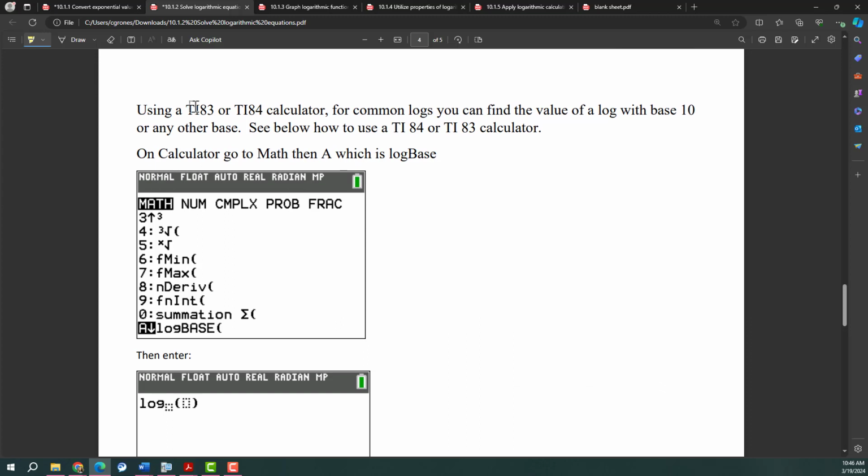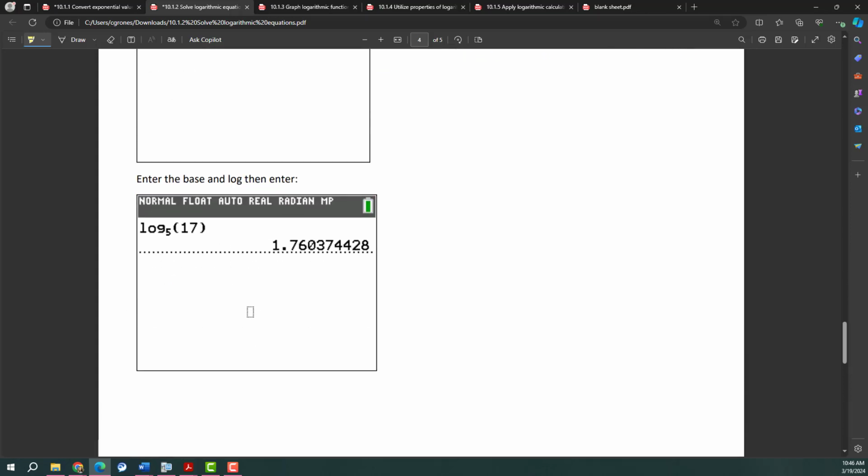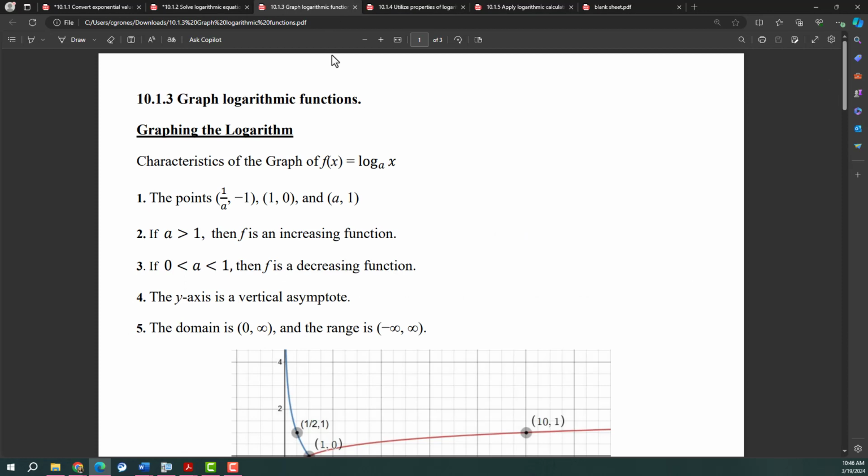If you have a TI 83 or 84, it has these steps that you will go through to get your log in your calculator. All right, that is lesson 2. For lesson 3, we're going to be graphing.